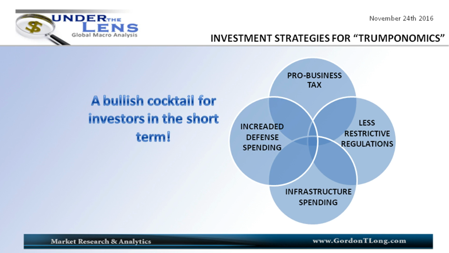The United Kingdom's Financial Times reports in a feature article that a lot of investors are now expecting President-elect Trump to be the economic love child of Ronald Reagan and Lawrence Summers. Only a British tabloid could say that. But anyway, the tabloid suggests that if implemented, a combination of the following could certainly be a bullish cocktail for investors in the short term: a pro-business tax, less restrictive regulation policies, increased defense spending, and infrastructure spending.